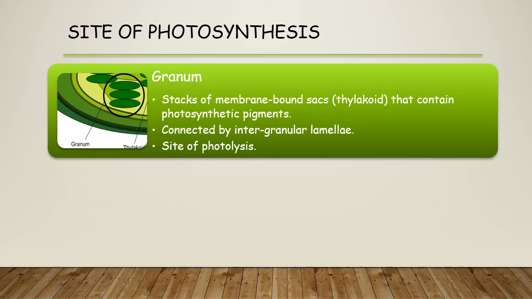They are stacks of membrane-bound sacs. The sacs are called thylakoids, and they contain photosynthetic pigments. They're connected by intergranular lamellae, and that's where photolysis happens. Again, we'll go into the detail later on, but that's a name you should remember from National 5.